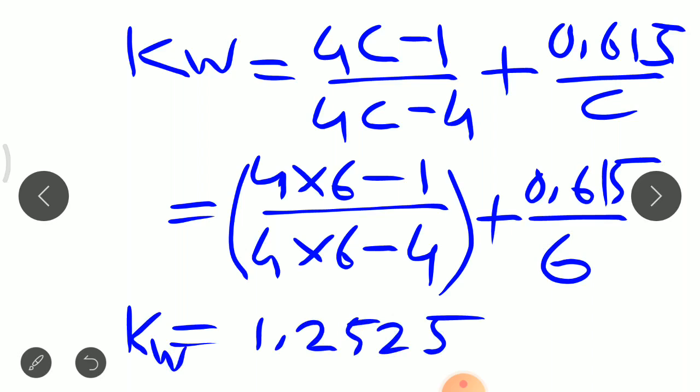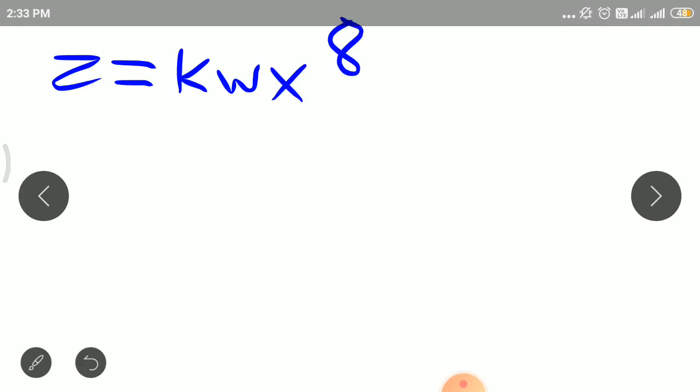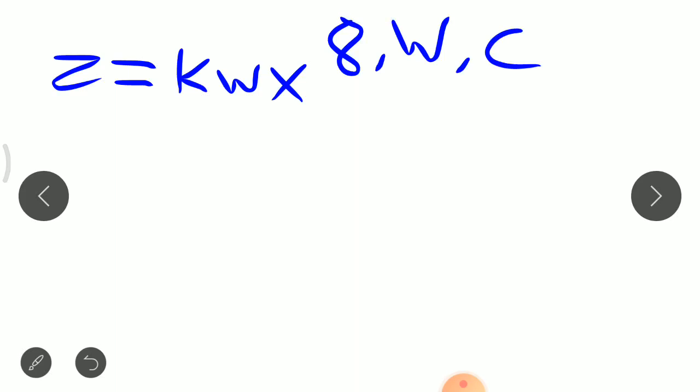This is the value of Kw, Wahl's stress correction factor, and after that we will use the formula of shear stress induced in spring, that is tau is equal to Kw into 8 into capital W, that is the load applied on the spring, multiplied by C divided by pi into d square. You have to write these formulas in your notebook also.